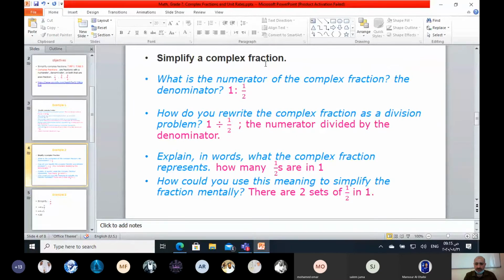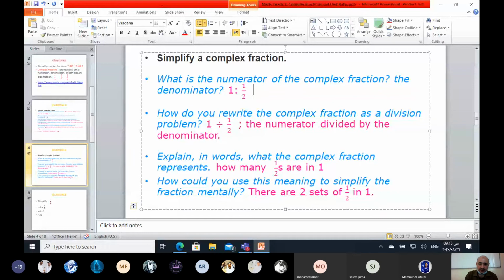Simplify a complex fraction. What is the numerator of the complex fraction? The denominator here, as you see, we have a fraction in the denominator. This means we have a complex fraction. This ratio, I can write as a fraction. How?